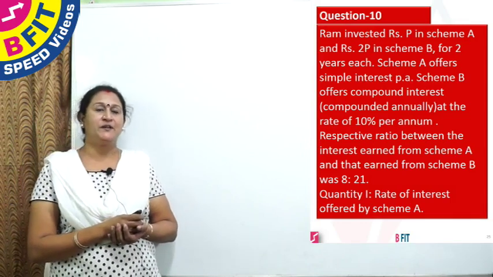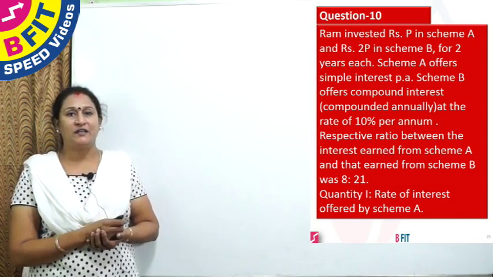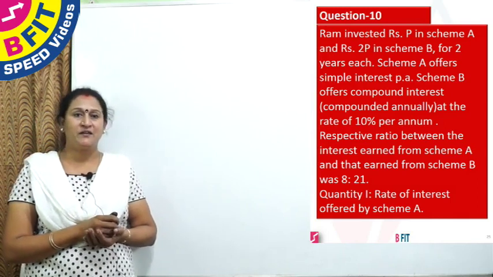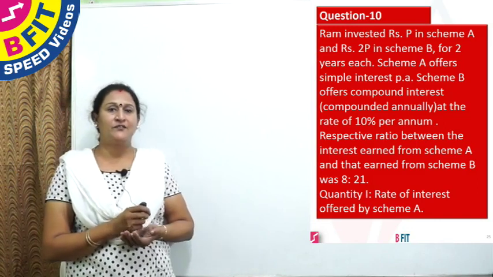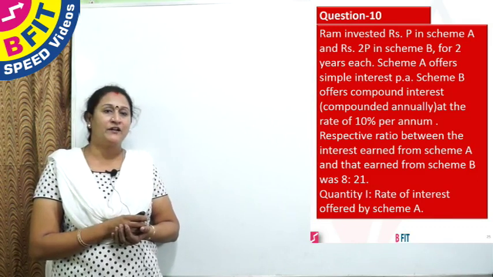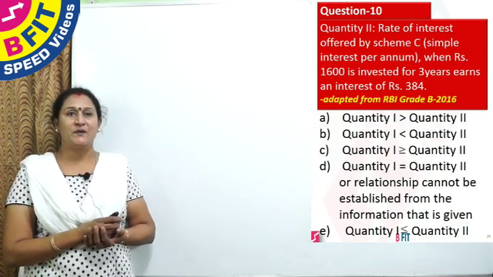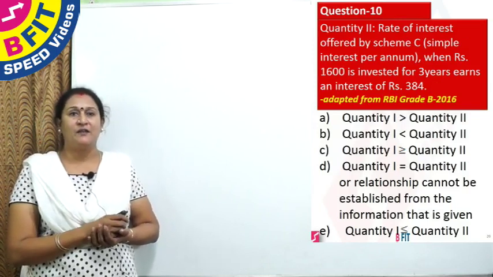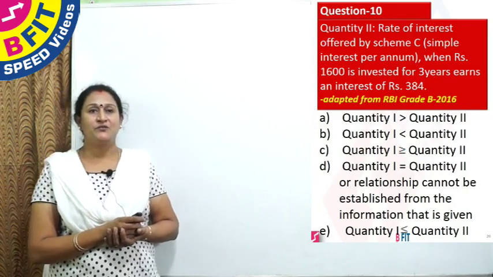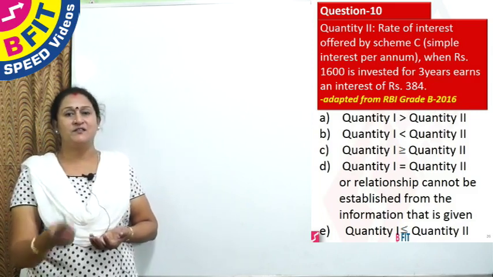Scheme A offers simple interest per annum and scheme B offers compound interest compounded annually at the rate of 10% per annum. The respective ratio between the interest earned from scheme A and that earned from scheme B was 8:21. Quantity 1: rate of interest offered by scheme B, and quantity 2: rate of interest offered by scheme C, simple interest per annum. Then rupees 1,600 invested for 3 years earns an interest of rupees 384.